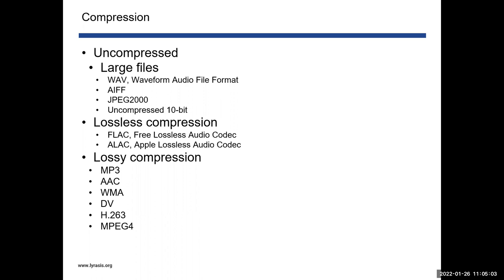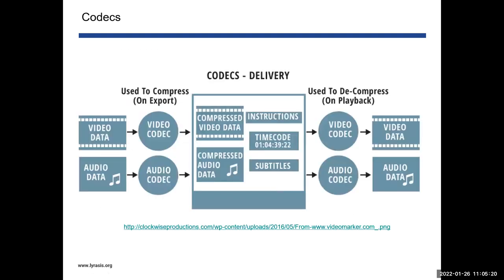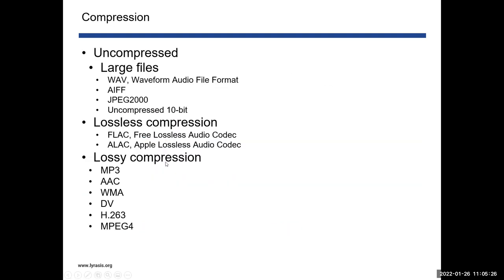So if it's lossless, it is able to be recreated as the original when you uncompress it. If it's lossy, that means it's permanently tossing out data to make the file smaller. You can ignore for now some of these lists of files. I'm going to talk about codecs for a second, and then I'll just clarify. These are some examples of different types of uncompressed, lossless, and lossy compression.